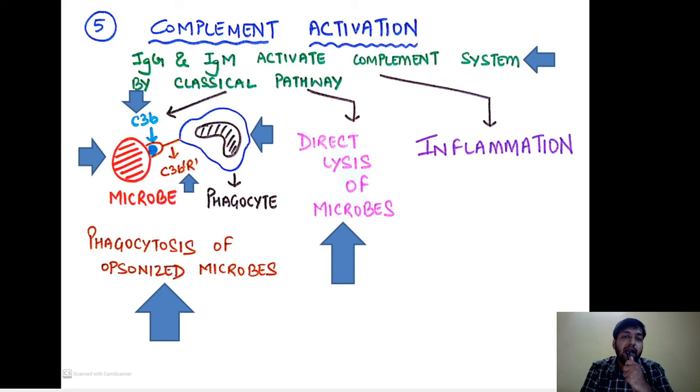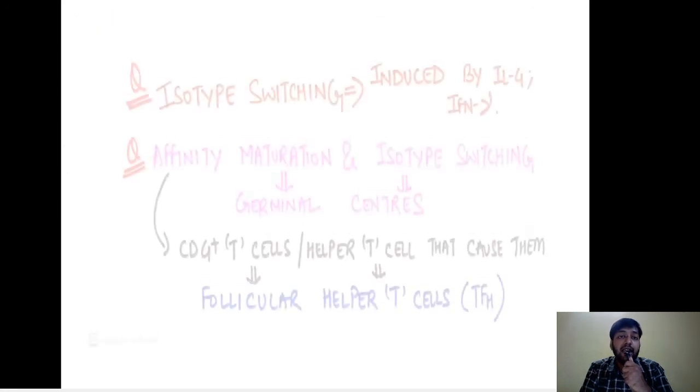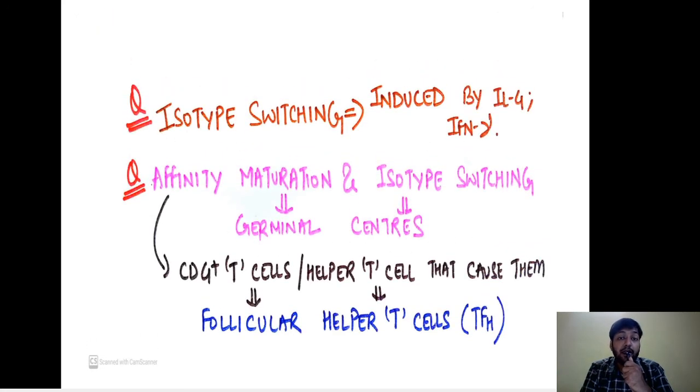Secondly, there can be a direct lysis of microbes. The complement system, that is the C5b, if you remember, the MAC complex, can cause direct lysis of the microbes, and it also participates in inflammation. Moving ahead, there are a few important MCQs. The cytokines which induce isotype switching are interleukin 4 and interferon gamma.